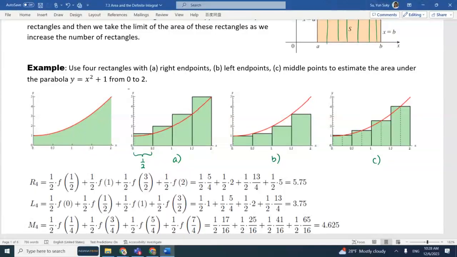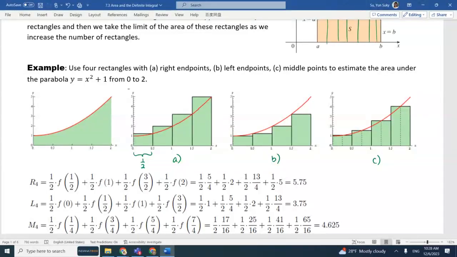Do you see the picture? This area is more than this area. Yeah, so this is bigger, 5.75, and this is smaller. And you know the actual area would be smaller than 5.75, and it would be bigger than 3.75, right? So I can see from this picture, probably the midpoint gives a better approximation.